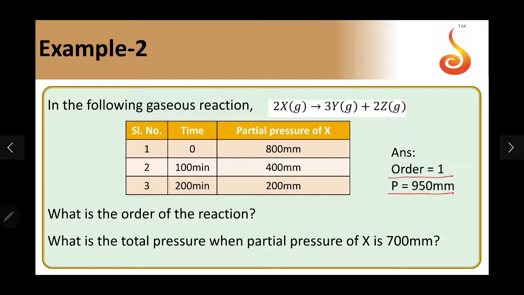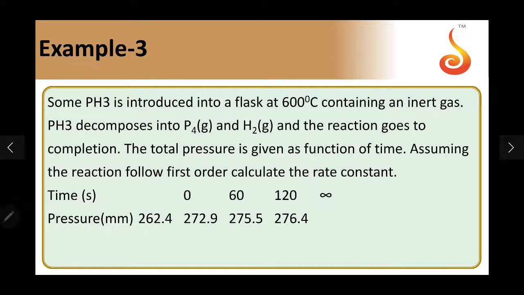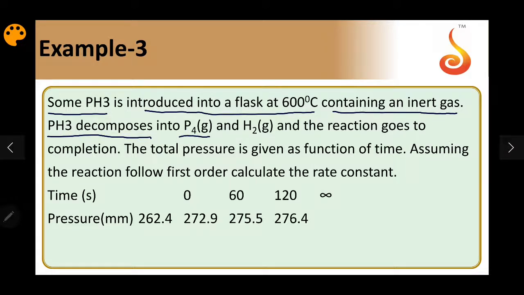We'll go to example 3. Carefully look at this problem. It's a previous IIT question. Some PH3, phosphine, is introduced into a flask at temperature 600, not required for calculation. Very importantly, containing one inert gas already. The PH3 starts decomposing into P4 and hydrogen, and the reaction goes to completion.